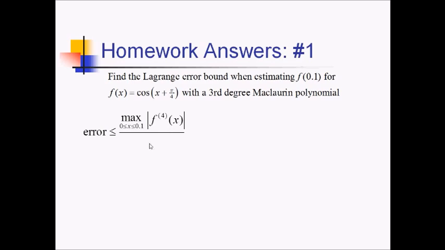And down here we have 4 factorial, and over here, since we're centered at 0, this is just going to be x to the fourth. And I don't need absolute value because it's an even exponent. All right, let me go ahead now and find my max derivative.